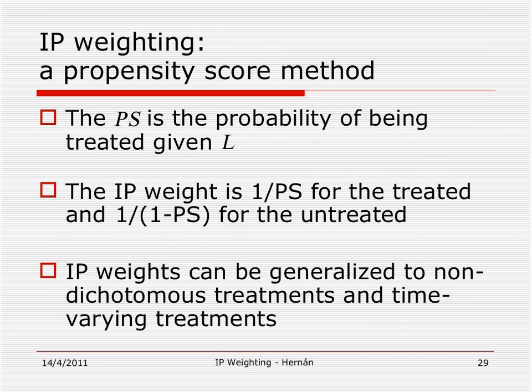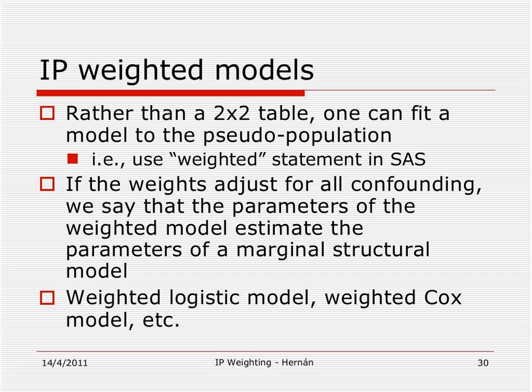Okay, so I'm doing this with a 2x2 table, applied to the pseudo population, the weighted population. But rather than that, we could fit a model to the weighted population. So we can fit the Cox model to the weighted population and estimate the hazard ratio if everyone had been treated or not treated.